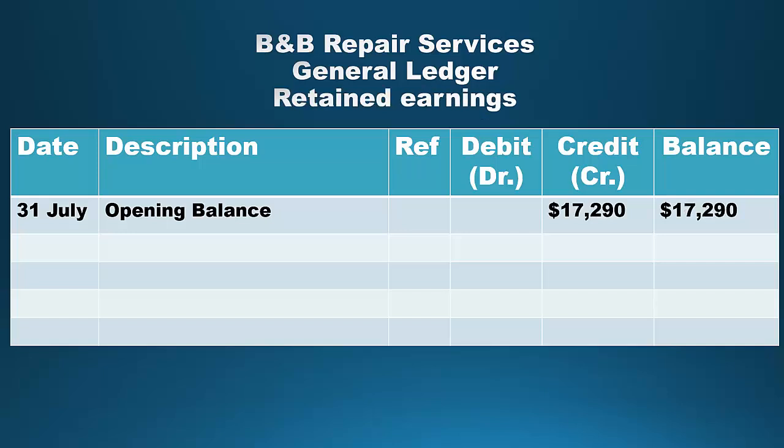12. Retained earnings. Retained earnings represents the accumulated profits of the company that haven't been paid out as dividends. As of July 31st, the balance is $17,290.